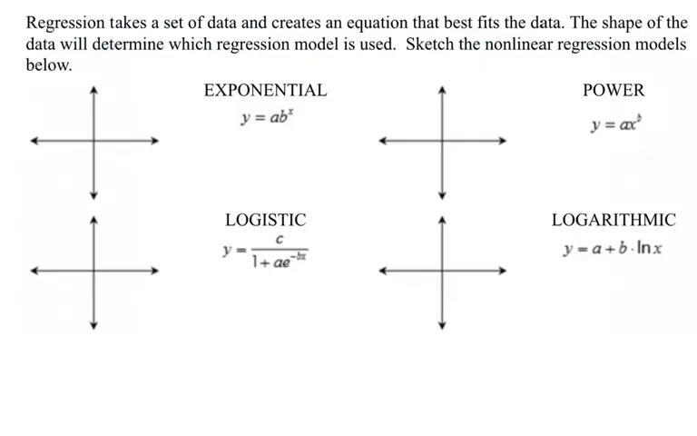Okay. So regression takes a set of data and creates an equation that best fits the data. The shape of the data will determine which regression model is used. Sketch the nonlinear regression models below. So exponential is one you should be pretty familiar with. It looks like this. So anytime you plot some data and it looks kind of like that, you're going to use an exponential regression model. A power model is very similar. So something like that.